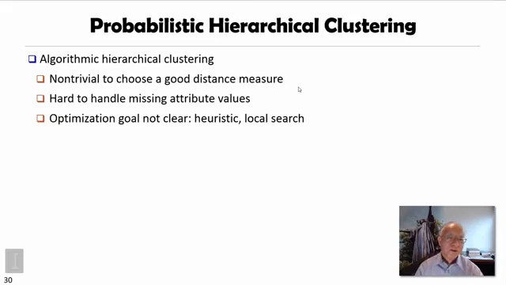The second problem is that it is hard to handle missing attribute values, because when an attribute value is missing, it may impact the quality of clustering. The third one is that the optimization goal of algorithmic hierarchical clustering is not so clear, because it is a heuristic algorithm. It relies more on local search.